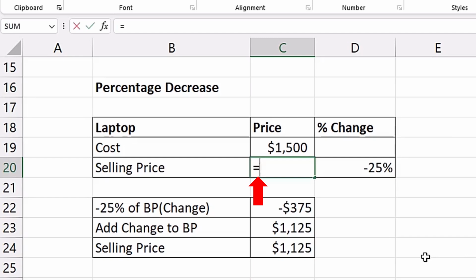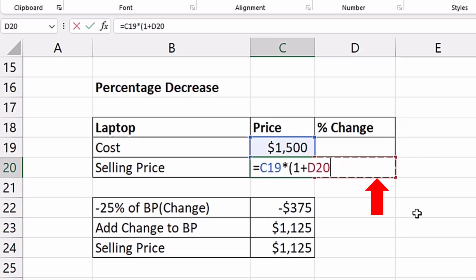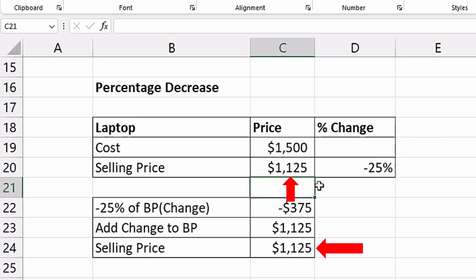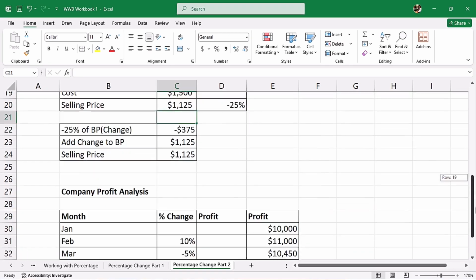So let's click on this cell and we also do it using the second method. I'm going to do equals to the beginning value or the initial value, that's going to be our cost. I'm going to click on it times, open bracket, it's going to be 1 plus the percentage change. So when I click on this, close my bracket, and hit enter, you can see we are getting the same results as the two steps below here. So let's scroll down for our last example.